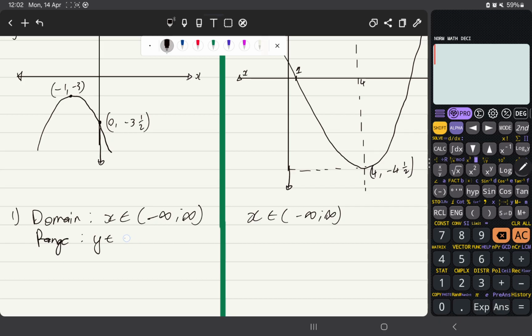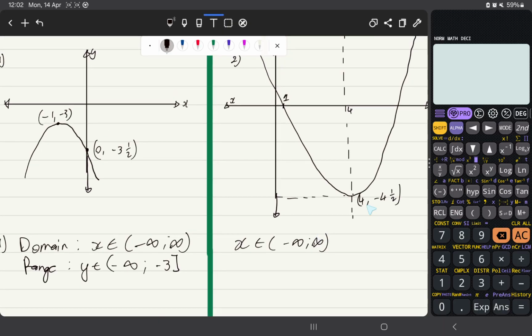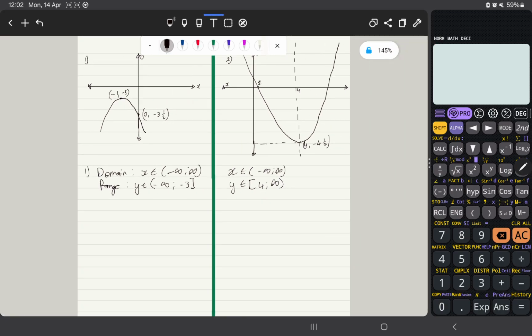On this side we go from -3 down to negative infinity. So here I will say negative infinity to -3, and we close -3 and open negative infinity. On the other side we move from 4 going up to positive infinity. So the range is from 4 to positive infinity, where we include 4. Then we are done with the range. That's the domain and that's the range.